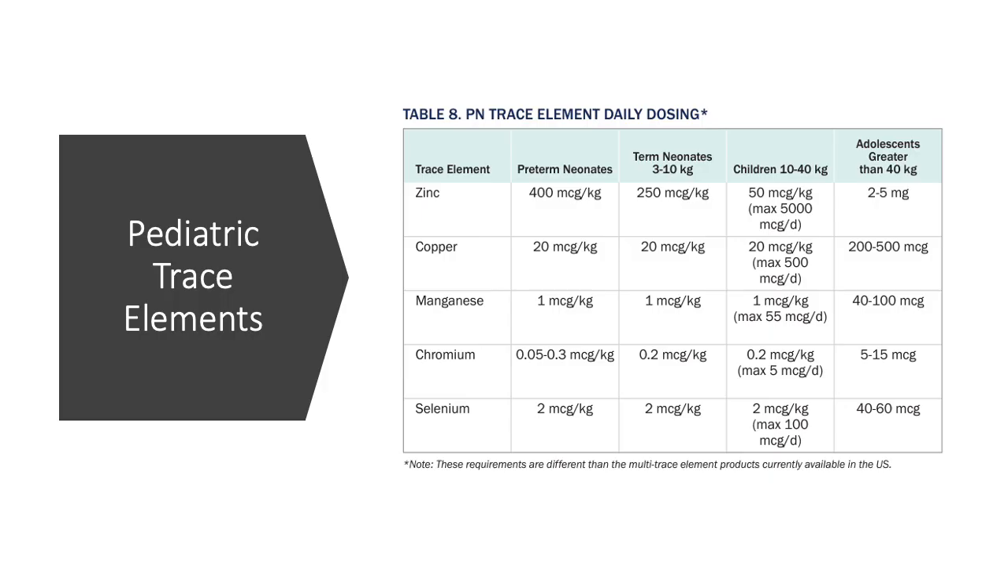And then here is the trace element daily dosing for your pediatric population. So your preterm neonates, your term neonates, children that are anywhere from 10 to 40 kilograms, and adolescents that are greater than 40 kilograms. And again, I'm not going to test you on this specifically, but I want you to have these resources for those of you who are going to be working with or are already working with pediatric populations and you're dosing their TPN.